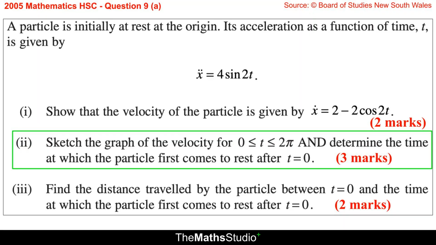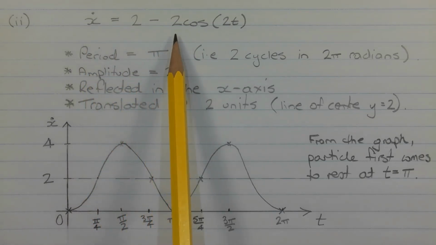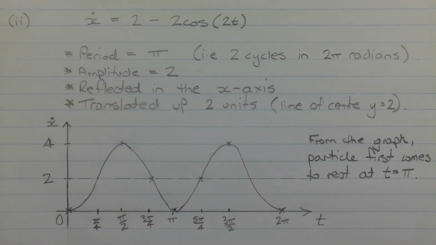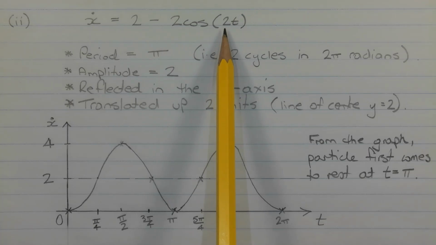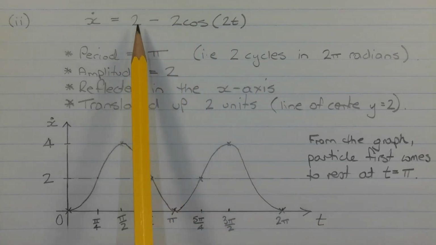Part 2. Sketch the graph of the velocity for t greater than or equal to 0 and less than or equal to 2 pi, and determine the time at which the particle first comes to rest after t equals 0. Let's analyze the velocity equation x dot equals 2 minus 2 times cos 2t. Let's start with the base curve x dot equals cos t and see what happens when we multiply the t by 2, then multiply the cos 2t by 2, then multiply it by negative 1, and then add 2 to the whole thing.